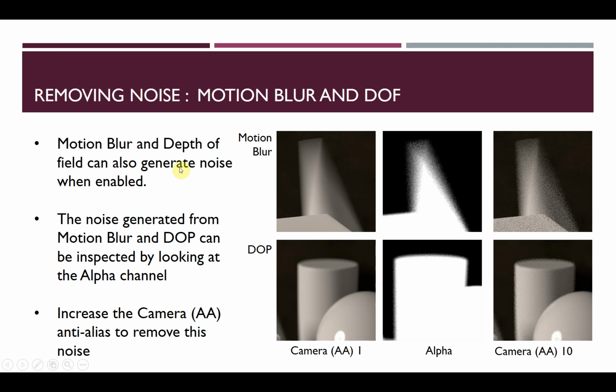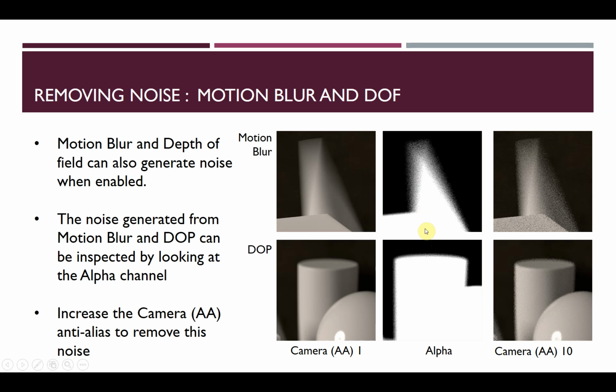What we can also do is, if you've got a camera with motion blur or depth of field applied to it, in order to see that, you want to have a look at the alpha channel. In order to get rid of that, you can't really just up a particular ray. You need to up the camera AA, which multiplies all the rays. That's a key point with this.